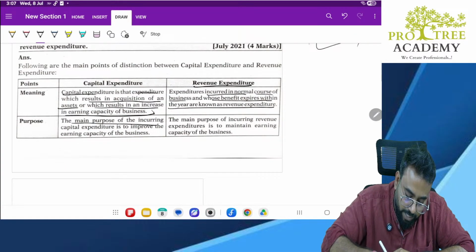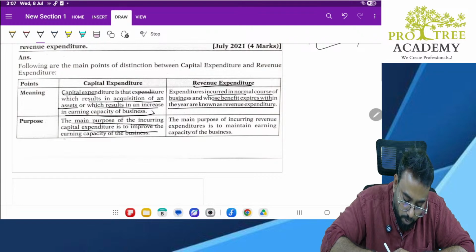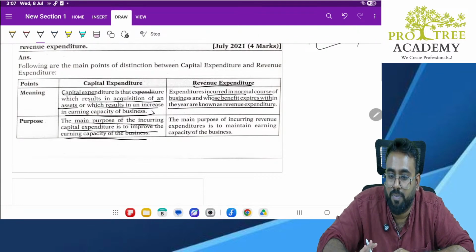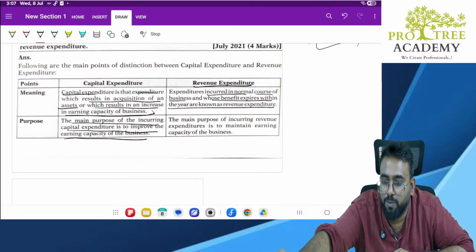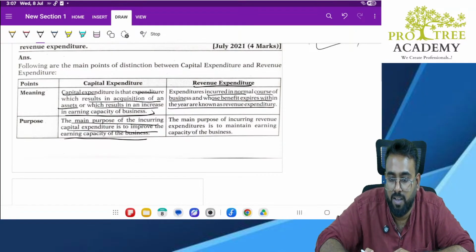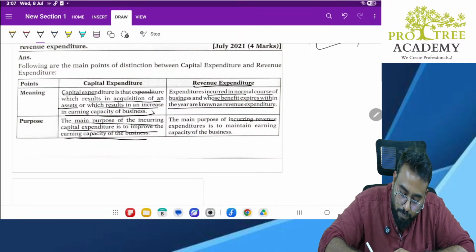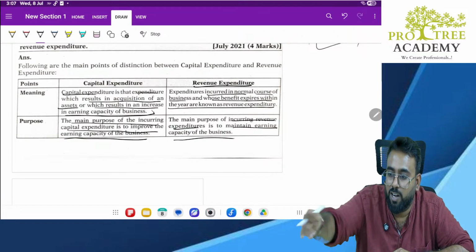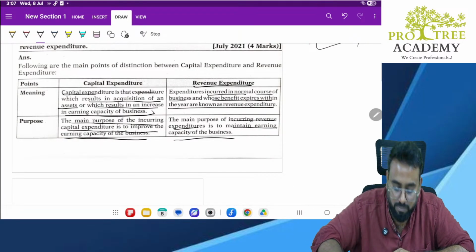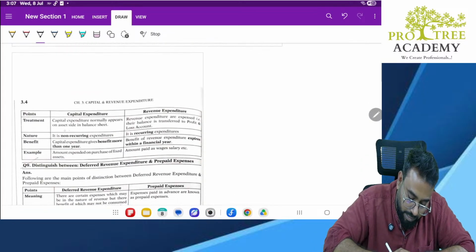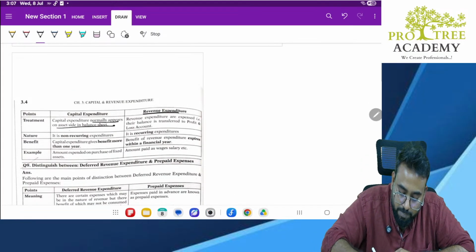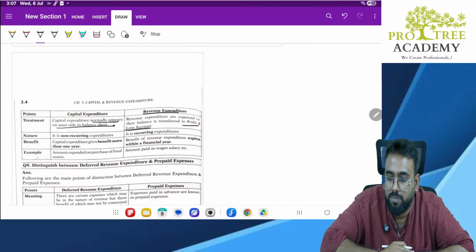The main purpose of incurring capital expenditure is to improve the earning capacity of the business. In other words, asset definition. Future economic benefit inflow should be there. Clear? Here, the main purpose of incurring revenue expenditure is to maintain the earning capacity. Immediate economic benefit, inflow and outflow. Capital expenditure normally appears on the asset side of the balance sheet. Revenue expenditure will go to P&L account.